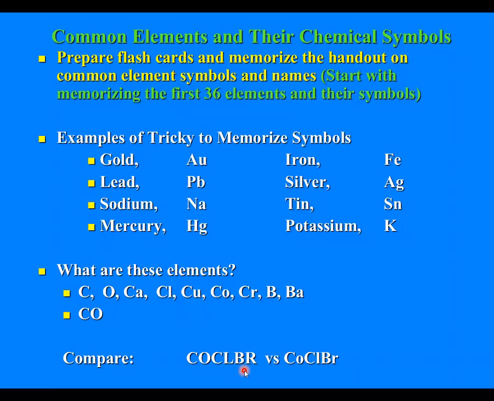Now let's see what happens if we had lowercase for some of these letters. So if I have a capital C, lowercase O, that's cobalt. If I have a capital C, lowercase L, well, that's chlorine. If I have a capital B, lowercase R, that's bromine. The meaning changes entirely when you have capitalized letters versus lowercase letters. So it is important you have your capitalization written correctly.